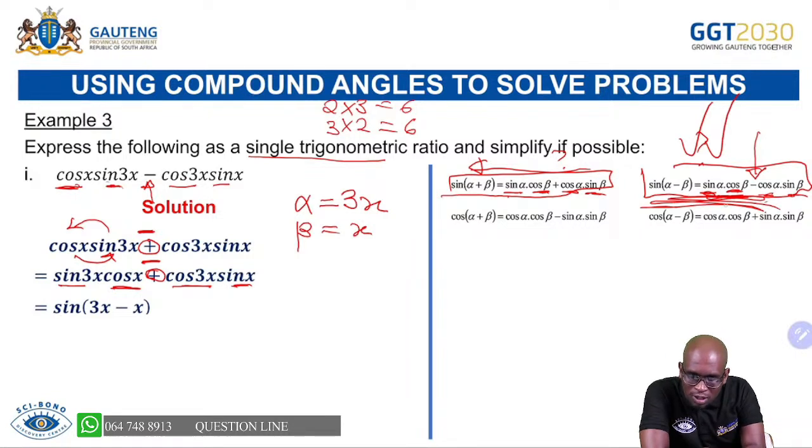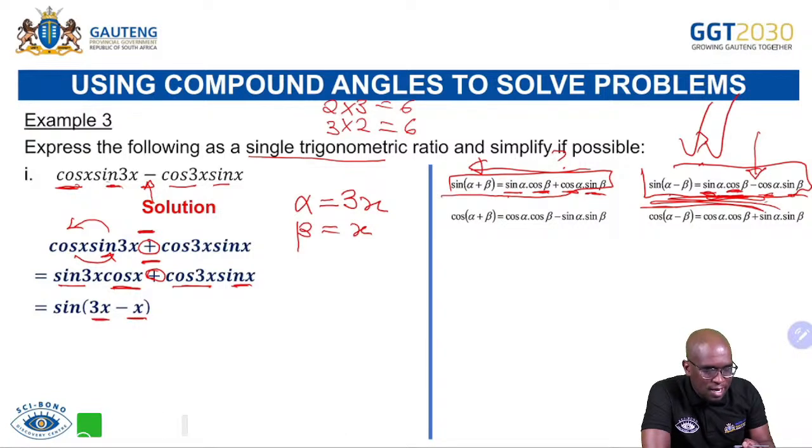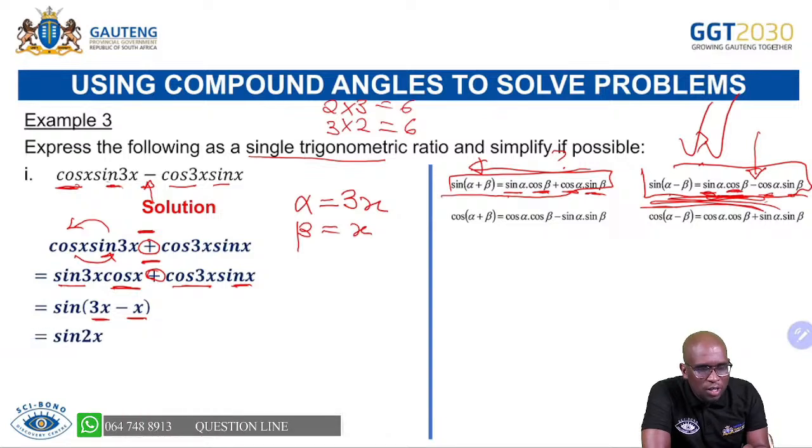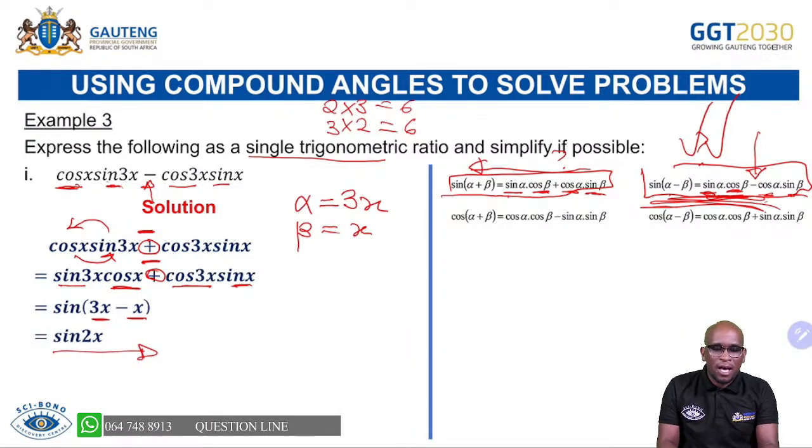So we took the first angle minus the second angle, so it should be sine of 3x minus x. Simplifying that, we get the sine of 2x. This should be our answer because we've expressed it as a single trig ratio, which is what we were expected to do. Remember, we need to identify the formula to use, and you should be able to use it from left to right and also from right to left.